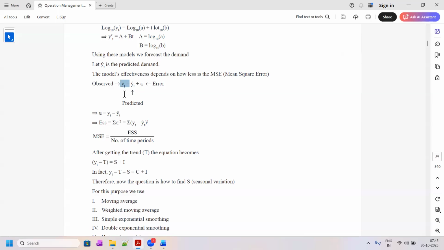Whenever we try to measure how accurate our forecast is using different methods, we measure the difference with a term called MSE, the mean square error. That error, the difference between predicted demand and actual demand, we measure with a mathematical term called error. If the error is small, then your forecast would be accurate. And if we have a larger error, then your forecast is not reliable. So the smaller the error, the better the model.